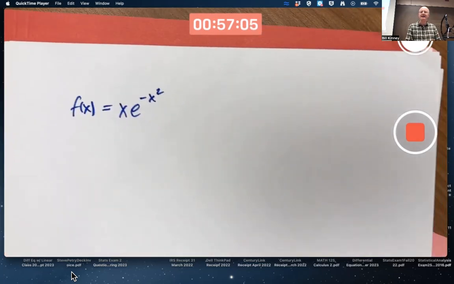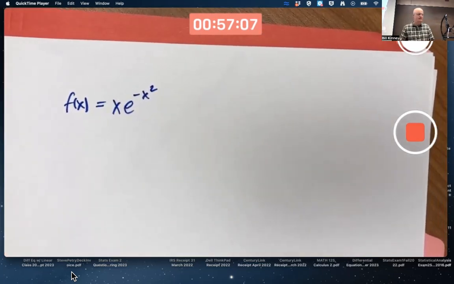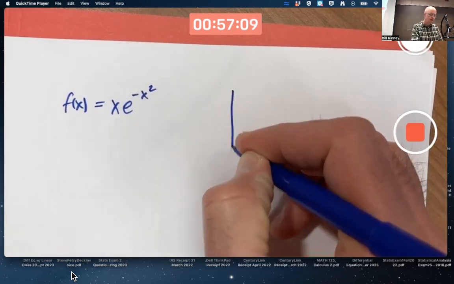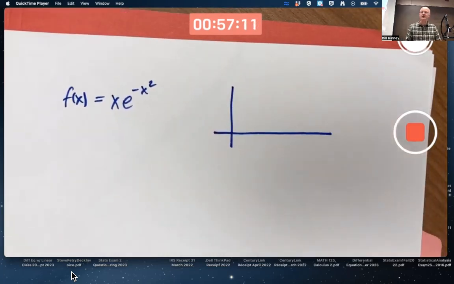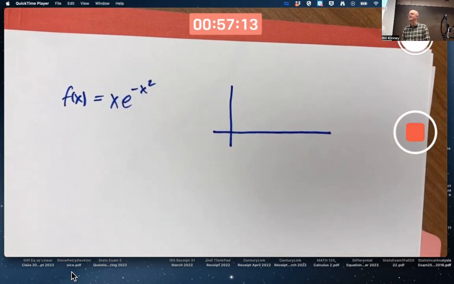f of x is going to be x times e to the negative x squared. I'm going to think of this in terms of a physics application, but I'm also going to tell you that what I really have in mind is not so much a physics application, but a probability and statistics application. But it's easier to think about in terms of physics at first. So we'll think about it in terms of physics.